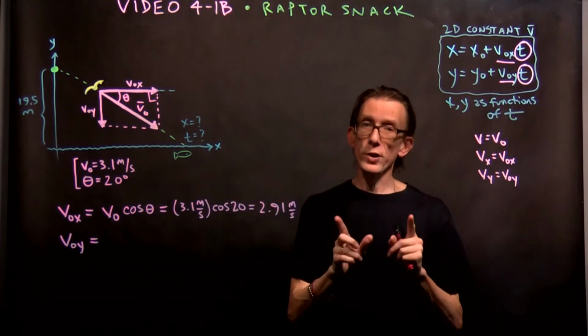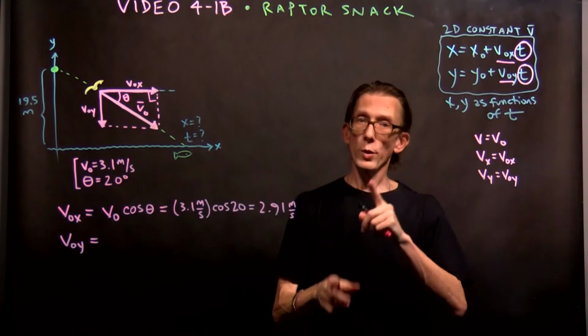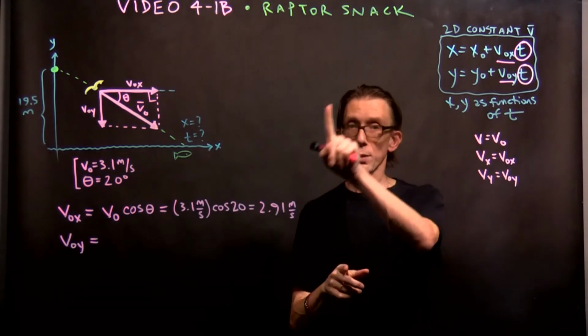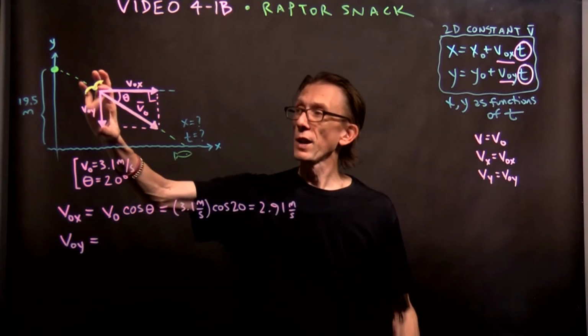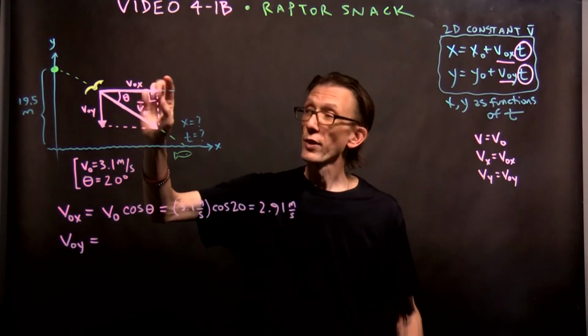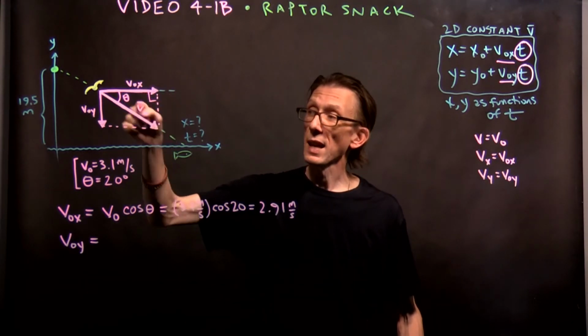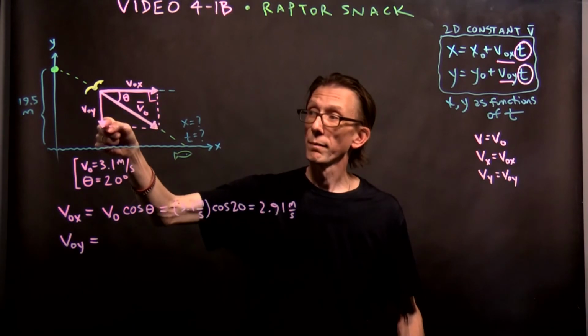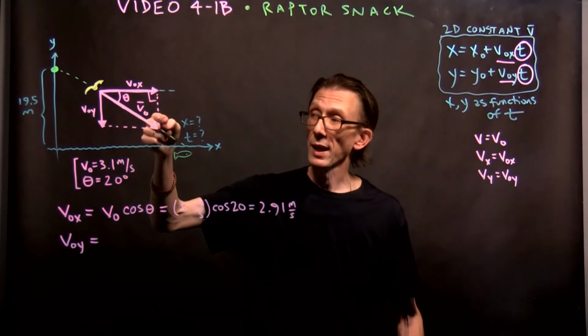You can move vectors around. They're the same vector. It doesn't matter where you move. So you can imagine taking V naught y and moving it here and completing the triangle. The length of this side is the same as the length of V naught y. And this is the opposite side.